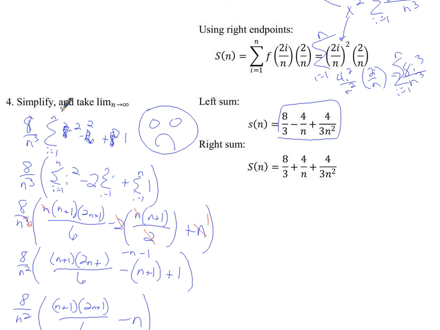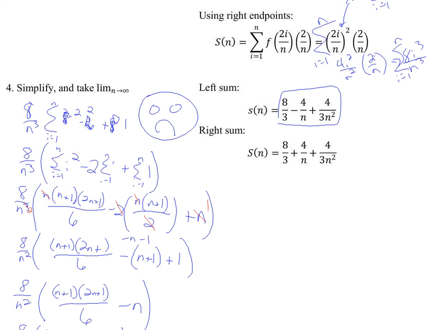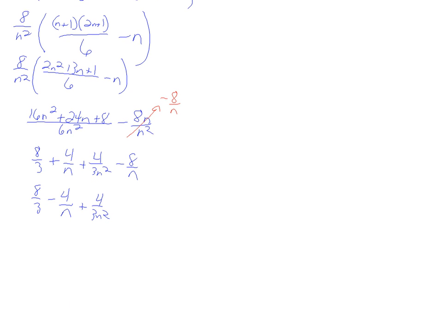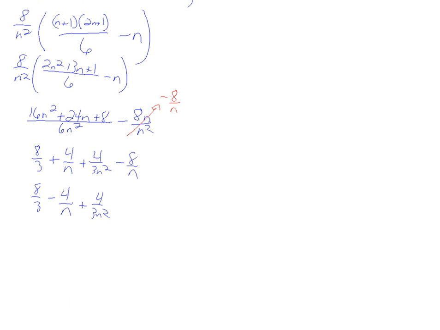But it says simplify, we did that, and take the limit as n goes to infinity. This is the easy part. Here I am all the way down here. If I now take the limit as n goes to infinity, I plug infinity in for n, and what happens here? What happens here? So what do I get as an answer? 8/3.